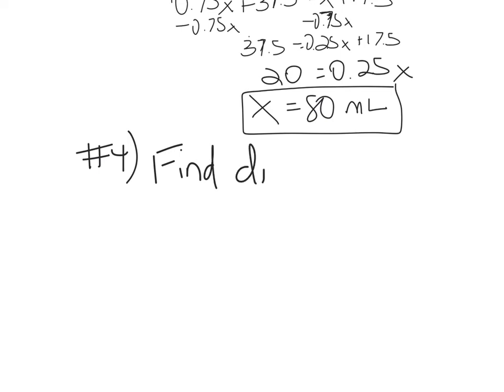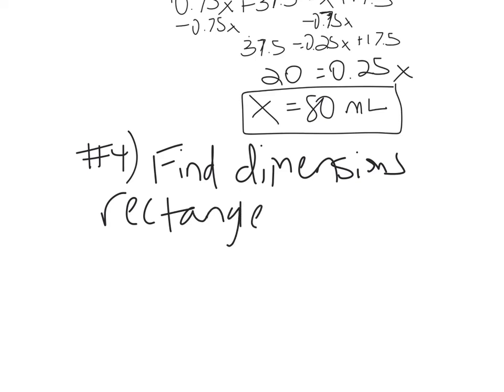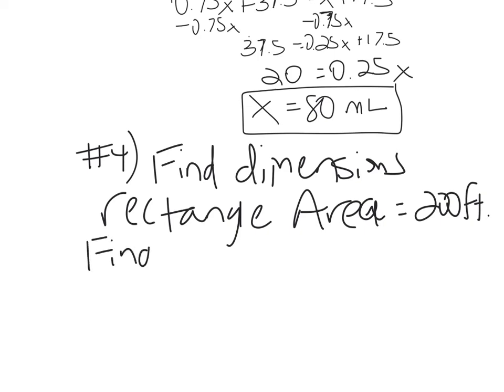Okay, number 4. It says we are going to find the dimensions of a rectangle given that the area is 200 feet. We're in America, it's feet. There's a whole bunch of rectangles that give us an area of 200 feet. There's an infinite amount of them. But we want to find the one that gives us the smallest perimeter.